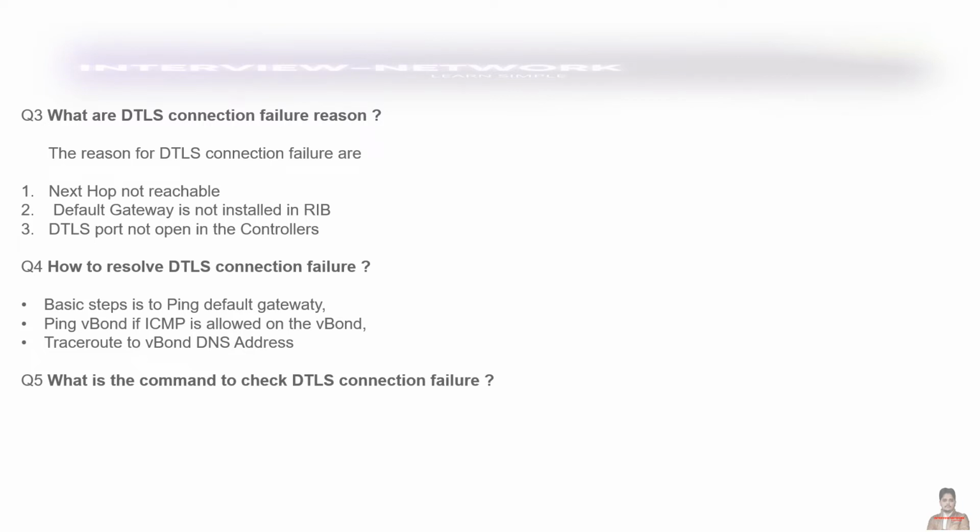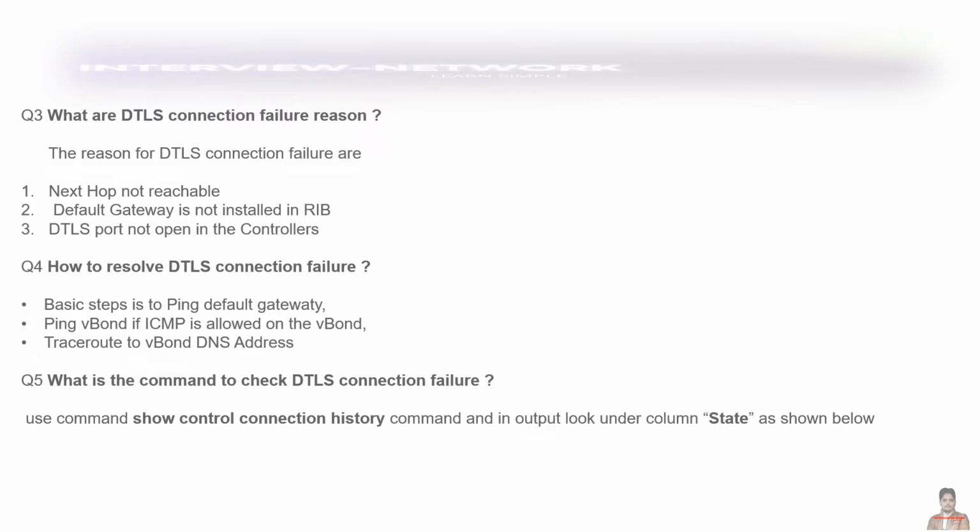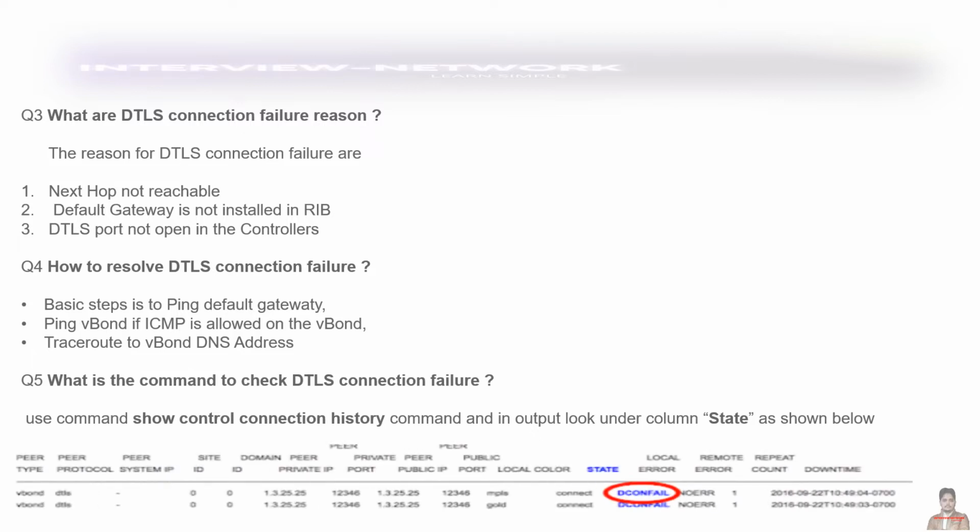Then, what is the command to check the DTLS connection failure? The command to check DTLS connection failure is show control connection history. When you run this command, at the end there's a column called state, and under state, or you can say under error, you will see what kind of error you're getting. For example, as you can see here under state, it says dcon fail, as I have highlighted. So it's saying that your DTLS connection is failing.